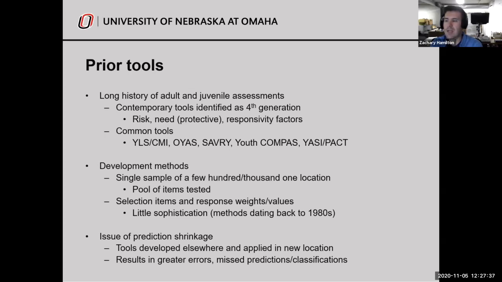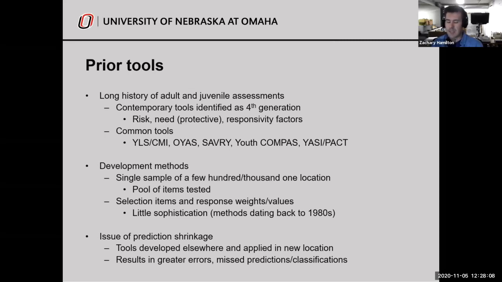There's little sophistication that's gone into a lot of these tools as they work their way up to the fourth generation. And a lot of the methods are similar, dating all the way back to the 1980s. But what we've seen within the last 5 to 7 years is that the sophistication of building these tools and locally identifying items and weights that work best for a given environment tend to have better prediction around them. And this really gets at the idea of prediction shrinkage.